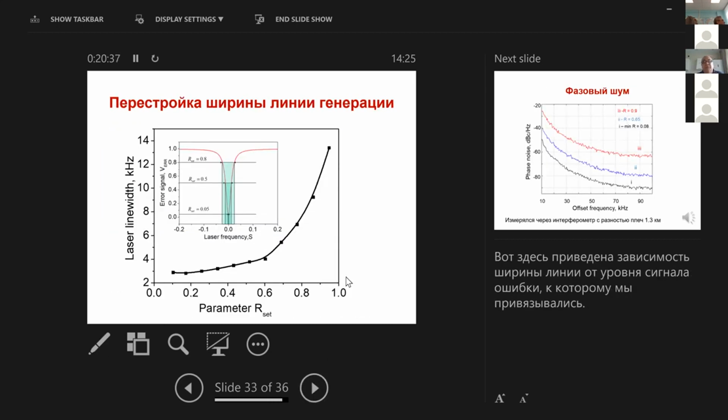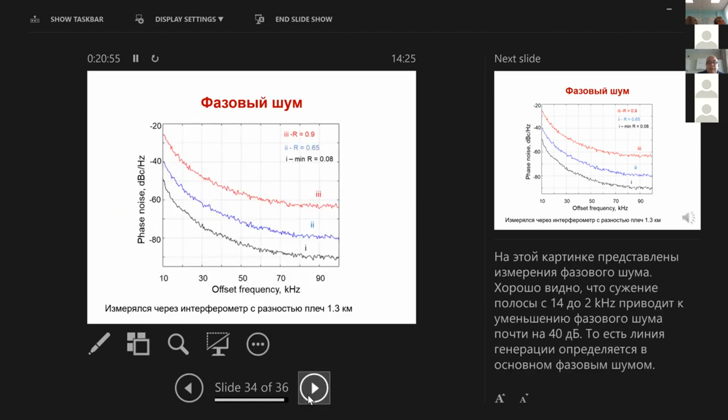But an additional benefit of the feedback loop is the possibility to control the linewidth, not only at the minimum level, but we can control the laser linewidth between 2.5 and 14 kilohertz as well, using different parameters for the feedback loop. And so just additional things.